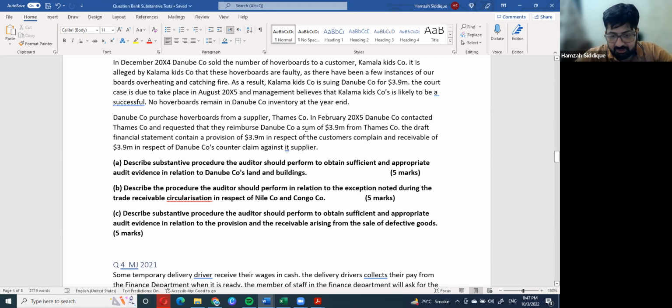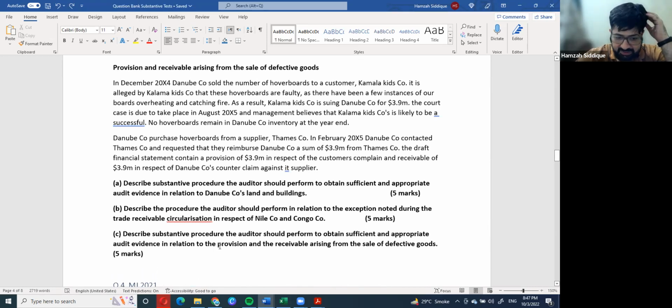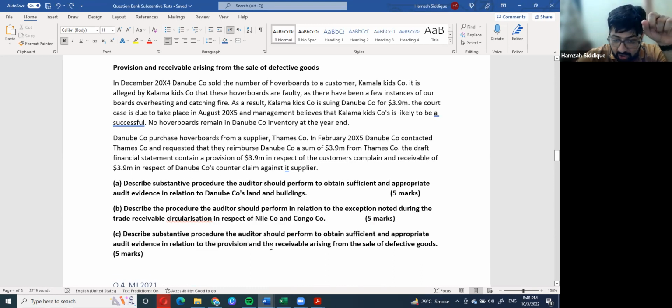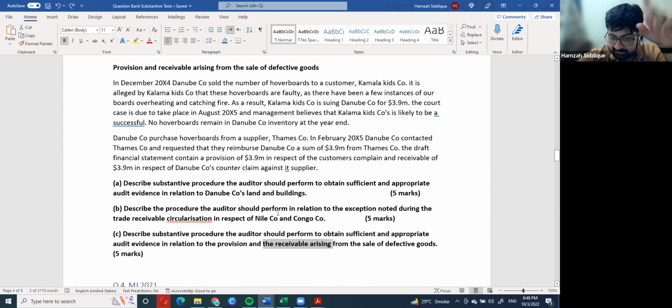The draft first would contain a provision for this customer complaint and a receivable of this. Okay, right. Now, the point is here: procedures on provision, and then the receivable from the supplier. It is 5 marks. We cannot write all 5 procedures on provision, and we cannot write all procedures for the receivable. So we have to score 5 marks, which will be evenly distributed.